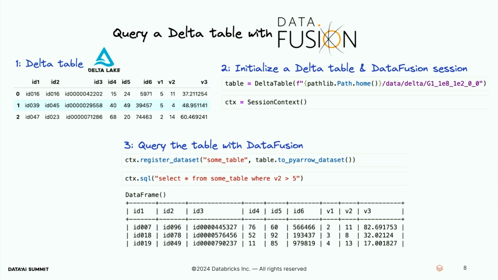So then we can see at the bottom, we can execute a SQL query no problem on our delta table. Now, what's really amazing about this is that Delta is interoperable with DataFusion, even though we haven't constructed the official connector yet.